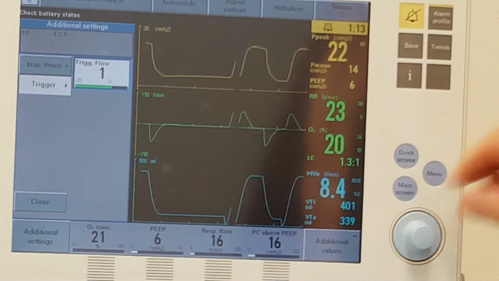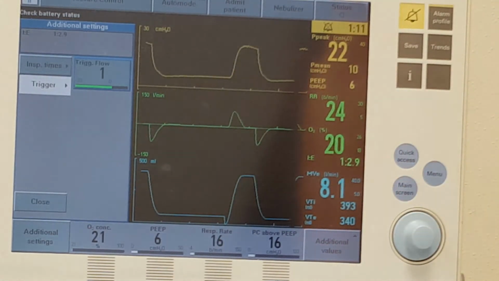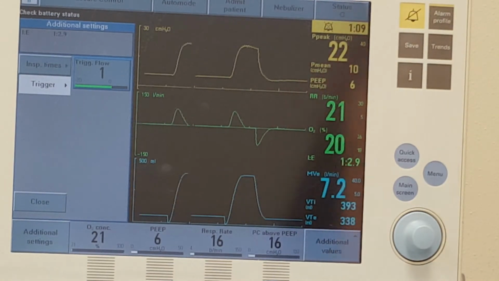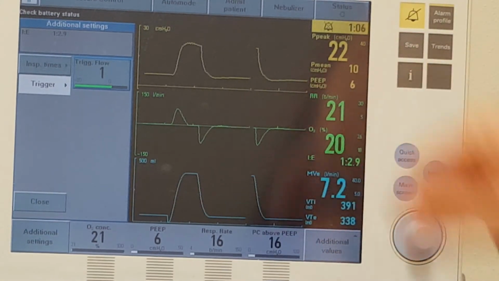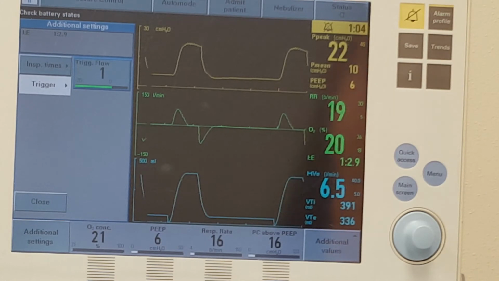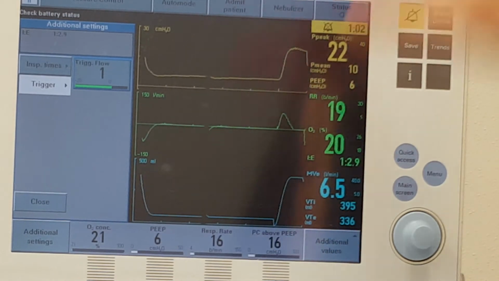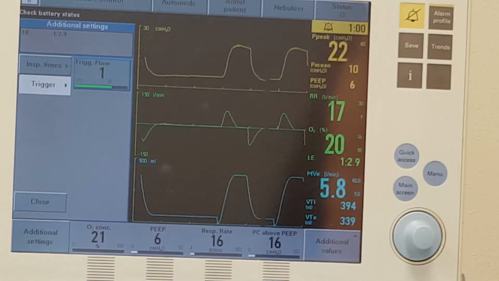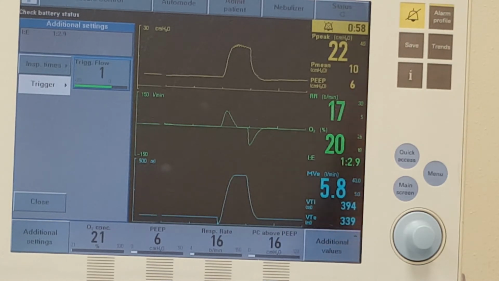So let's try it down to 1. And see how we do. Notice our rate's going to come down now to 16 as long as we have no more breaths that the ventilator thinks the patient wants to trigger, but they really don't. Okay. So let's look now at our volume.